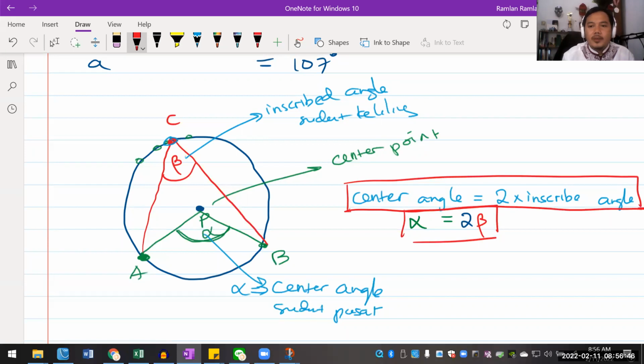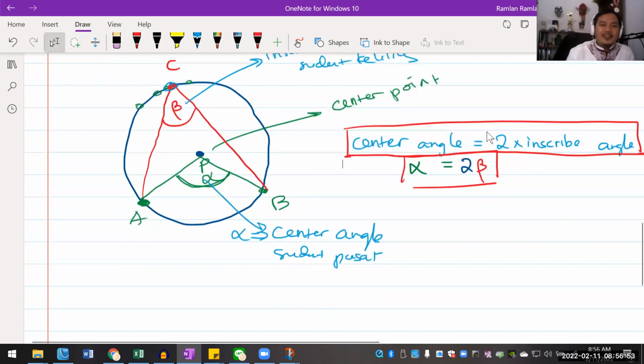So if I have an angle here, let's say I erase this a little bit. Let's say the angle here is 100 degrees. Bunga hasn't answered yet. Bunga, what do you think is the angle in here, the inscribed angle?